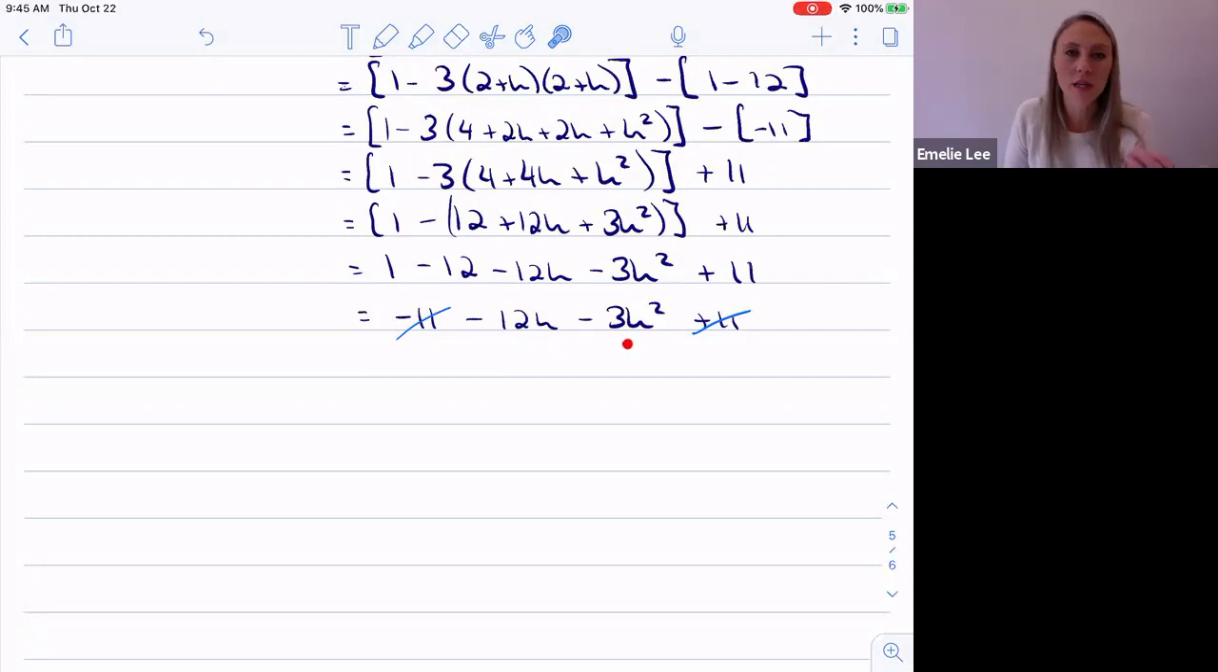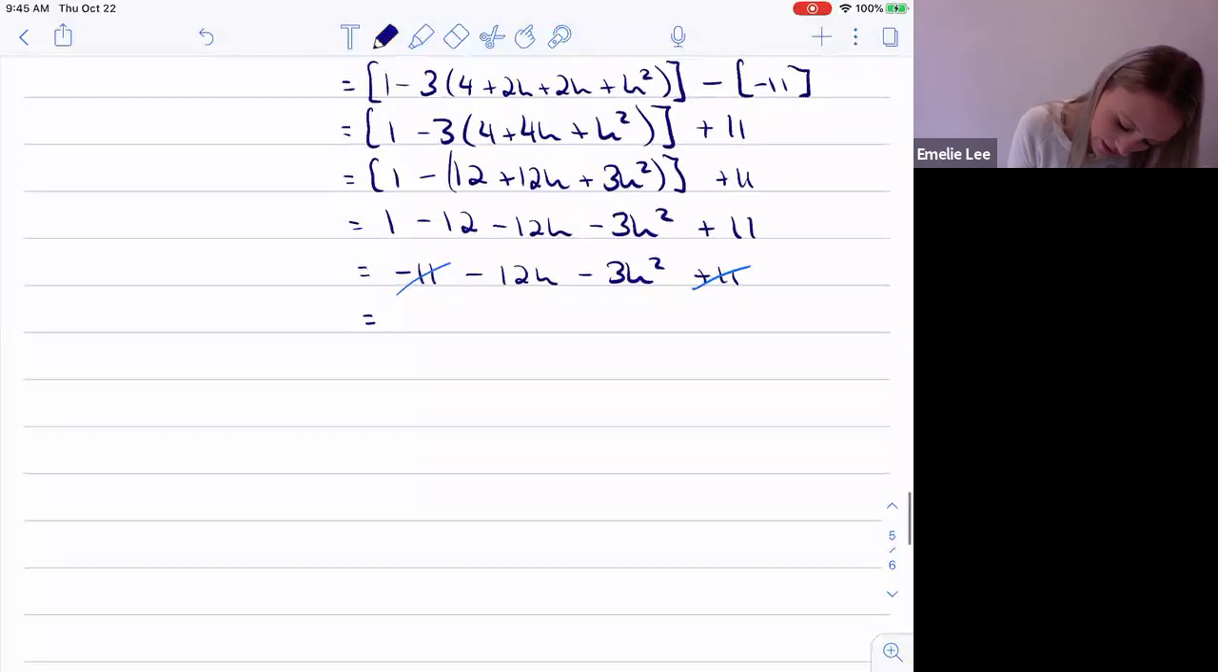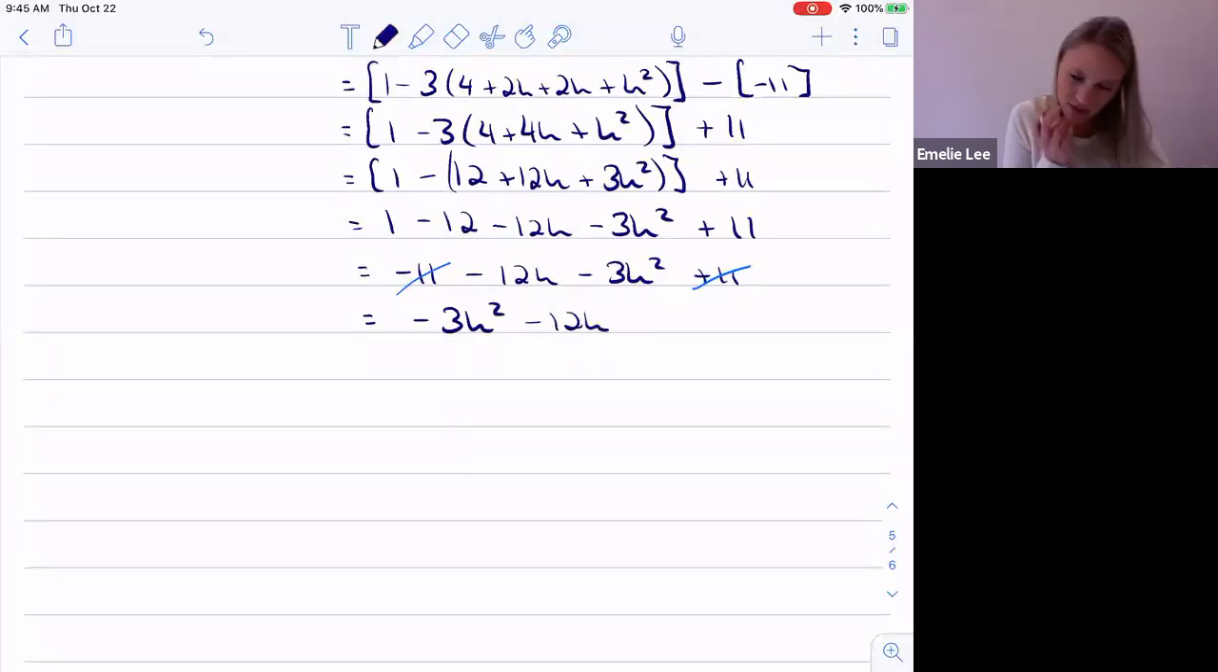And you guys were really good on the test about writing things with decreasing powers. Sometimes even I get lazy, but it's good to get in the habit of writing these things with decreasing powers. So I'm going to rearrange this and say that's going to be equal to negative 3h squared minus 12h.